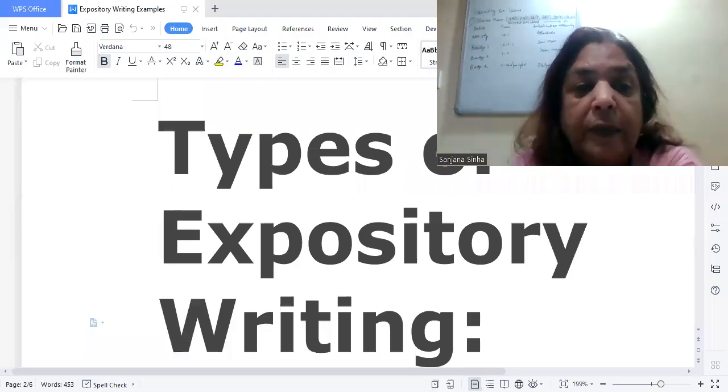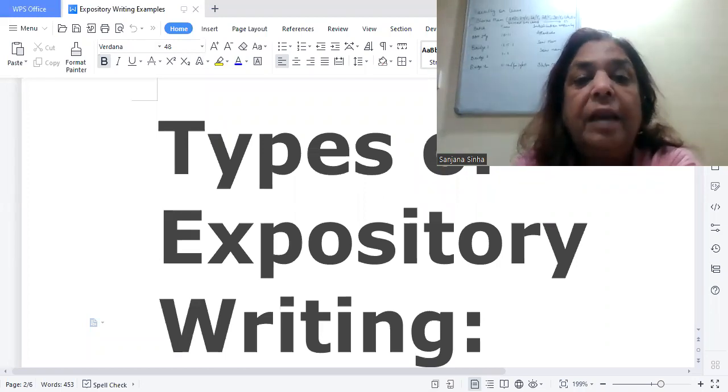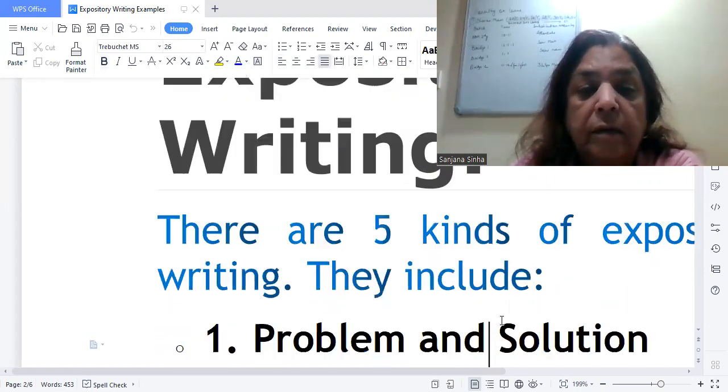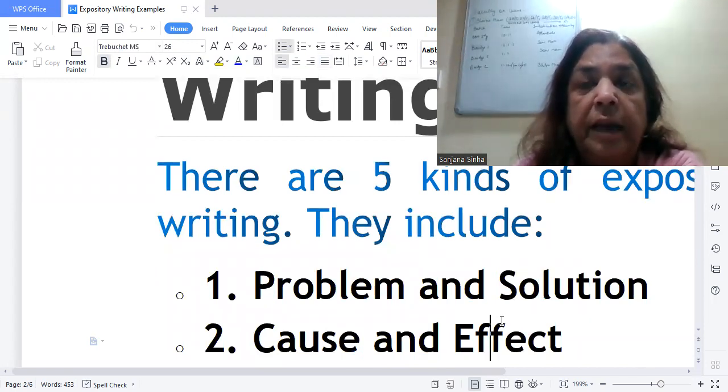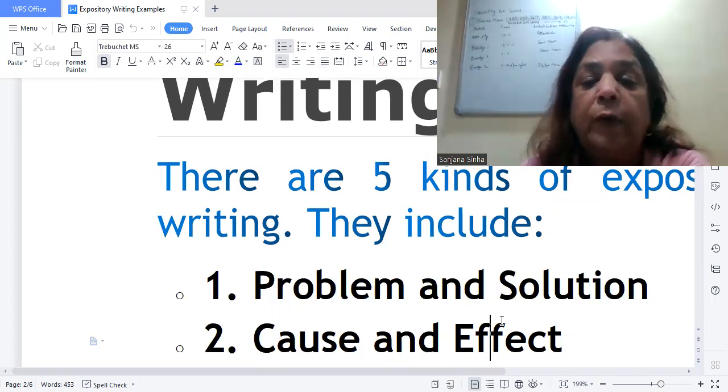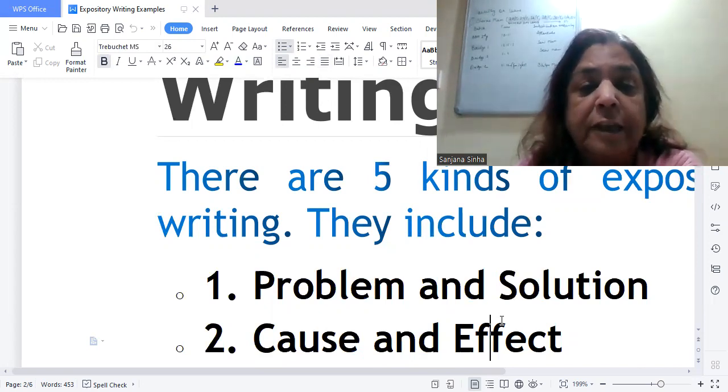So good morning. Talking about expository writing styles. There are categories which you can choose from. And what are the types? We already discussed in the last class the five types, which include the first, problem solving. If there is a problem, every problem comes with a solution. So problem solving is the first category.